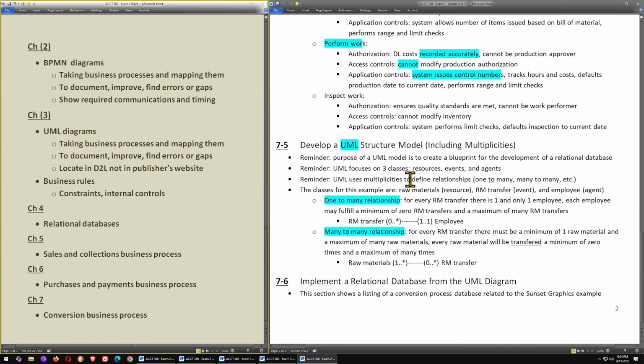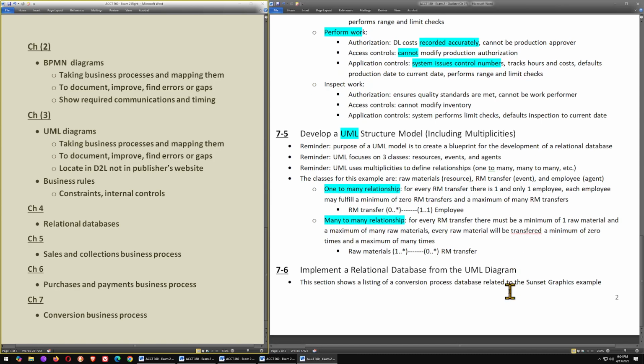Again, the last part is, what is the UML structure? We've got a one-to-many and a many-to-many relationship. I've taken raw materials transfer by an employee. So for every raw material transfer, taking it out of raw materials inventory and bringing it to the production floor to work in process, there is one and only one employee. Each employee may fulfill a minimum of 0 RM transfers and a maximum of many RM transfers.